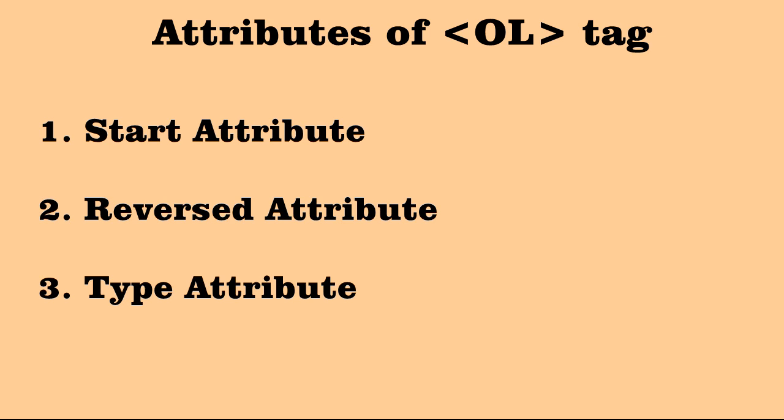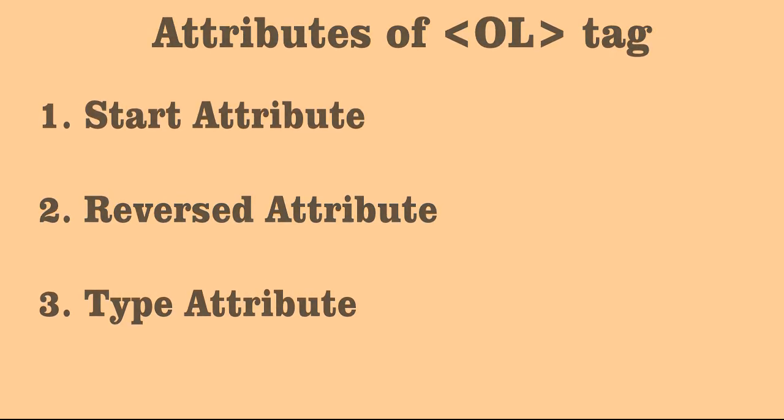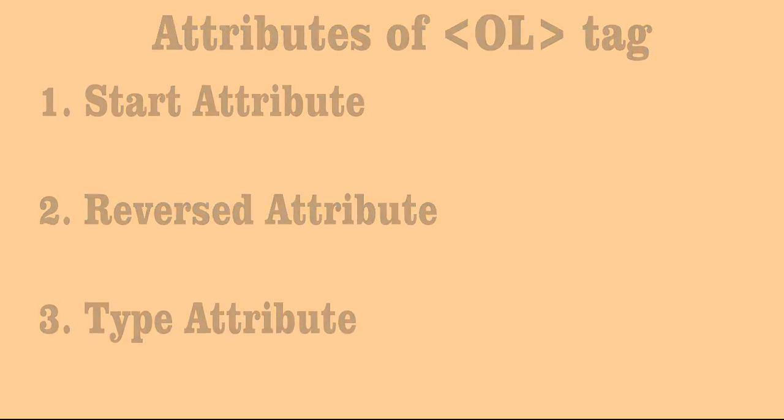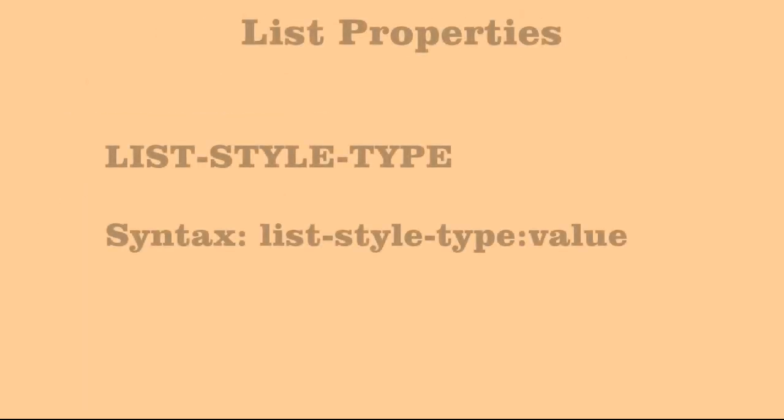Now next one is the reversed attribute. This attribute specifies that the list order should be in descending order. Now the third one is the type attribute. This attribute specifies the type of numbering or bullet used to mark items in the list. By default, its value is 1 for ordered list and disk for an unordered list.